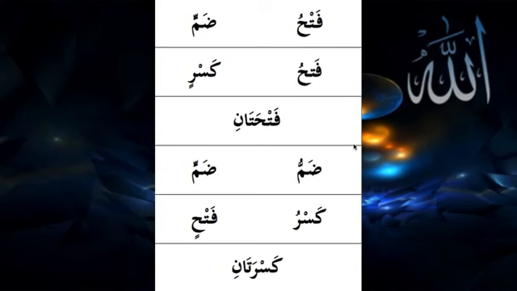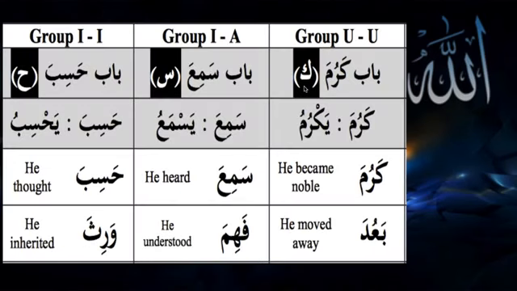Coming to the groups here, Bab Karuma. Examples here: Karuma, he became noble, Yakrumu; Ba'uda, Yab'udu; Sami'a, Yasma'u; Fahima, Yafhamu; and Hasiba, Yahsibu. Warisa, Yarisu, is a different type of verb, which we will do in a minute. This is a weak verb; you can see the waw here.